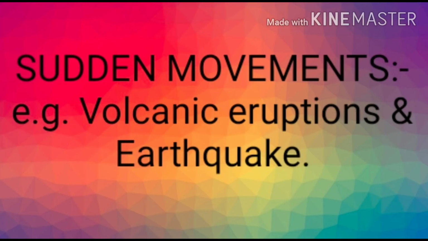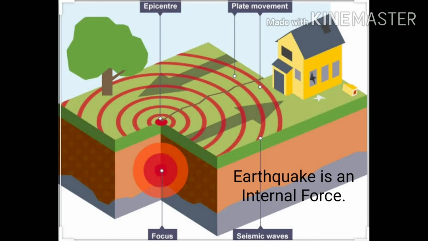Next is the sudden movement. These movements are very sudden, occur deep inside the earth, but its effect can be seen above. For example, the volcanic eruption, the earthquakes. Earthquakes arise under the earth, but its effect can be seen above also.